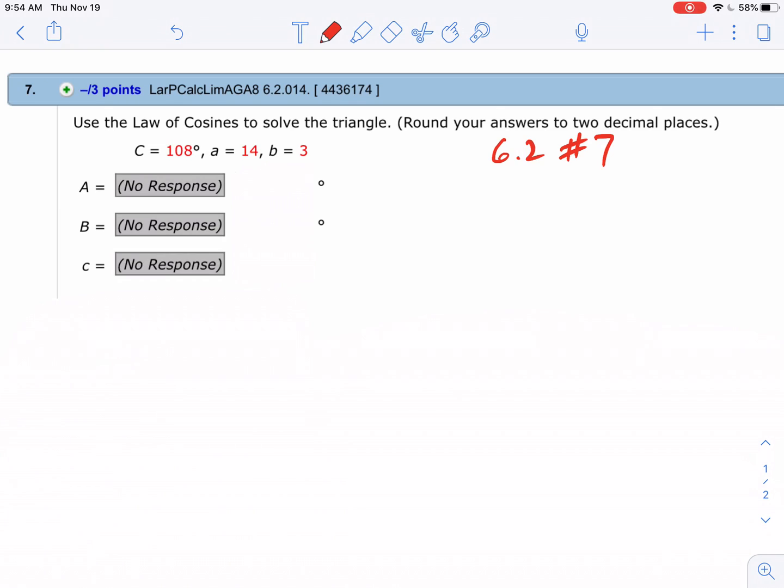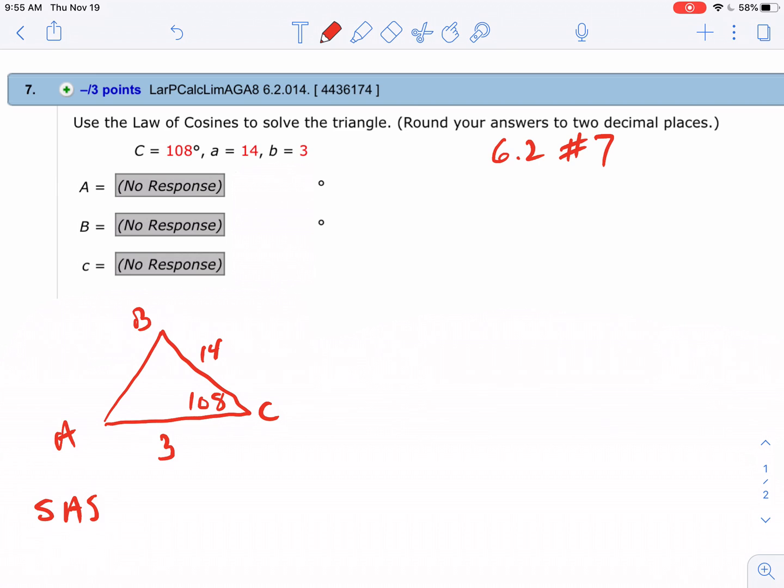So 6.2, number 7, using law of cosine. If I draw this out, remember I tend to draw what looks like an equilateral triangle, and I always go A, B, C. C is 108, A is 14, and B is 3. So we're given a side angle side situation. That's why we can use the law of cosines.